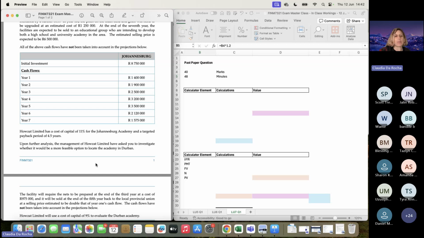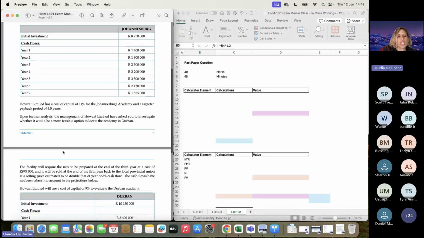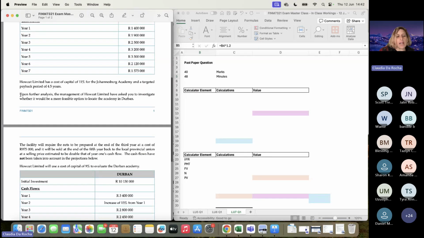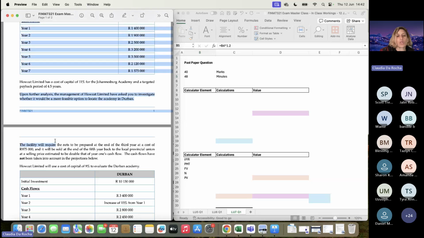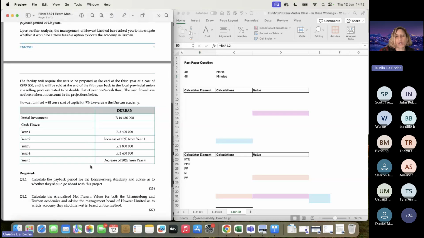If you have a payback period that's less, you're in a good space. If it's more, you should not take the project. Okay. This section at the bottom here is all about the Durban Academy. I'm going to leave that because we are not doing the Durban Academy now because we don't have the time. We're just going to focus on Johannesburg.